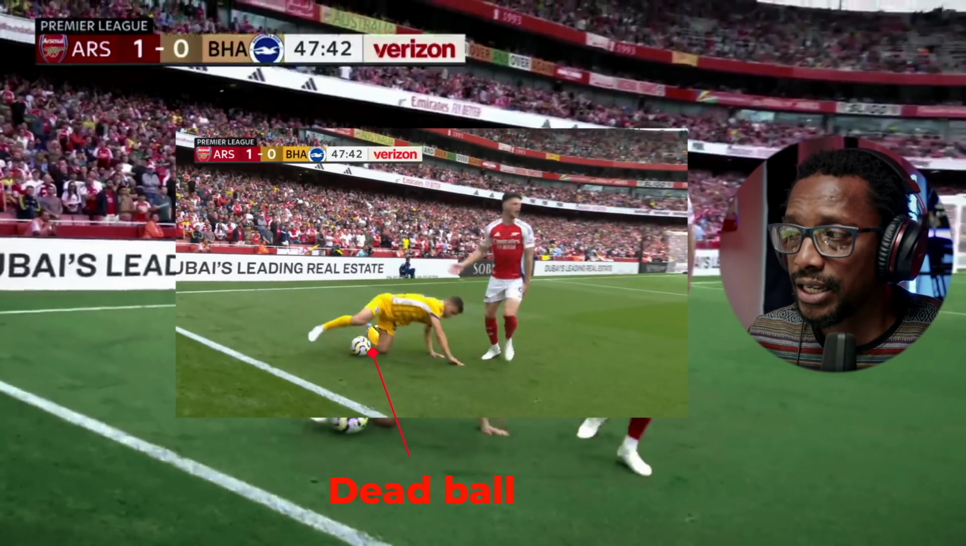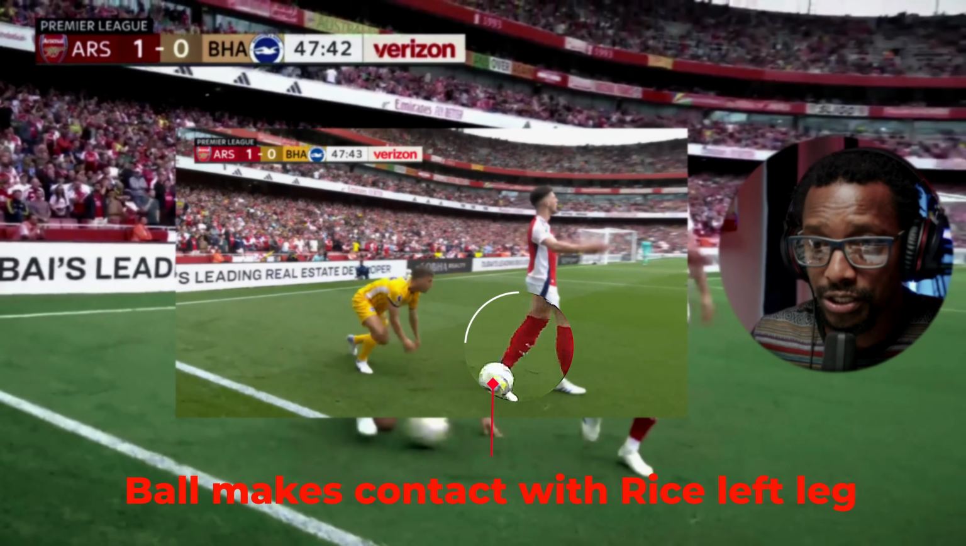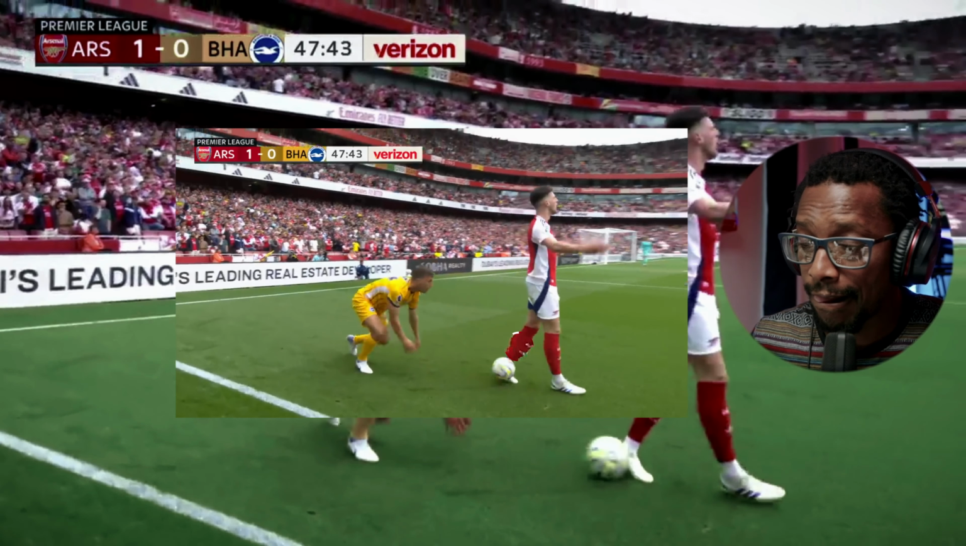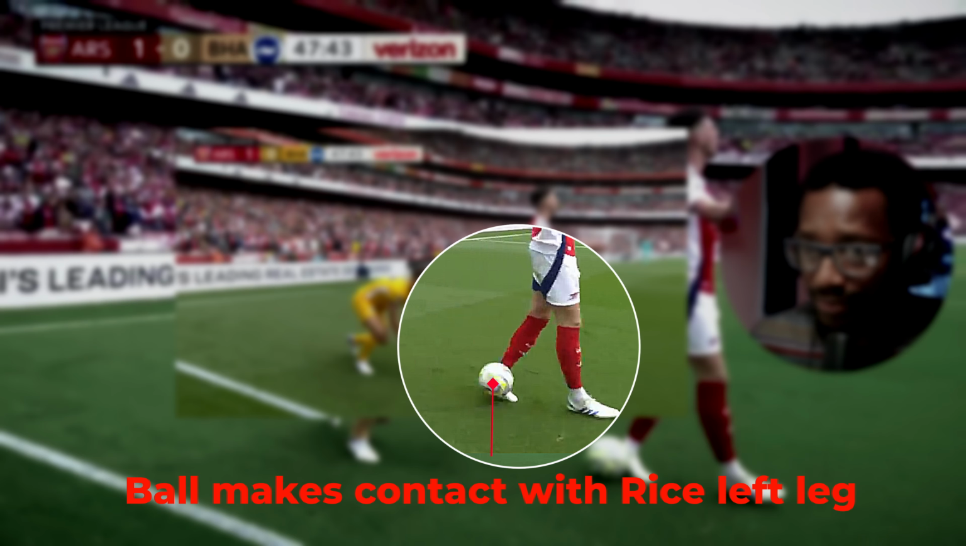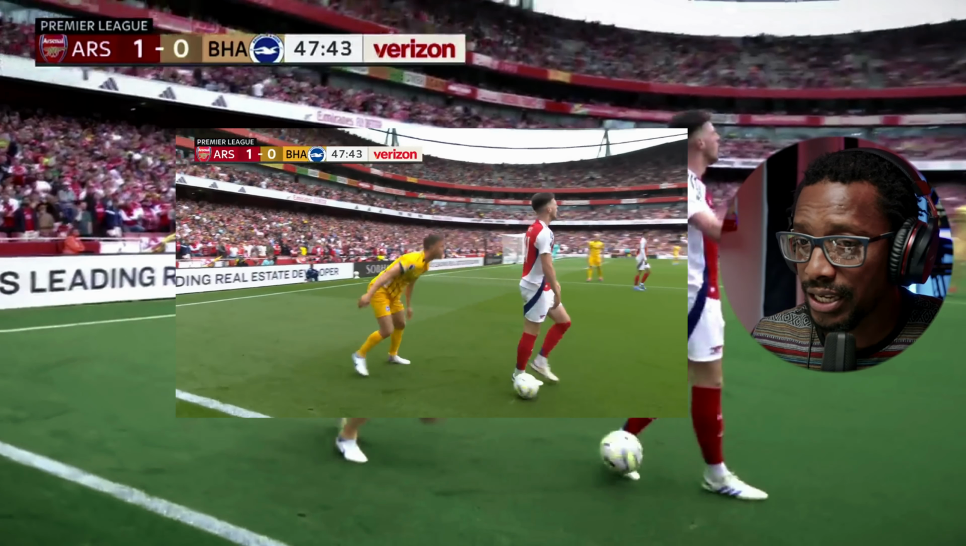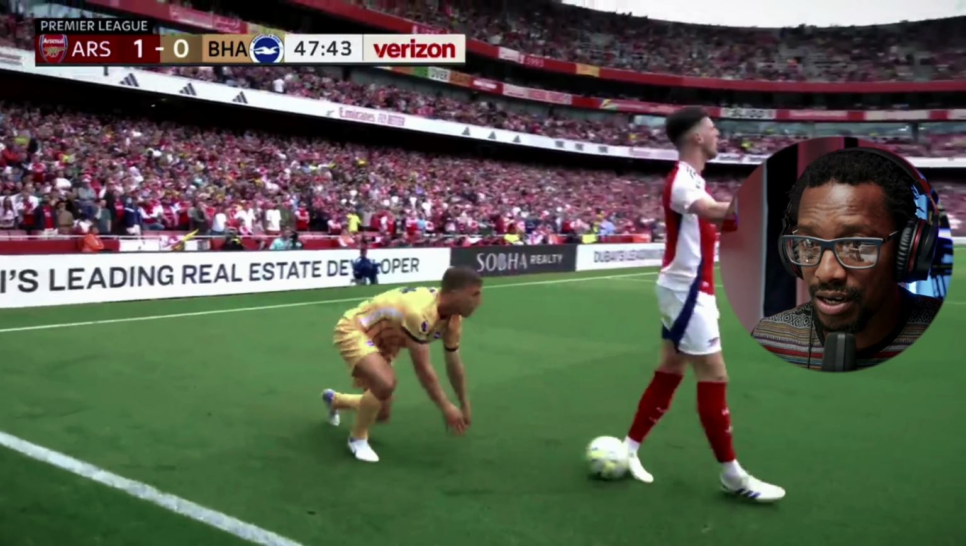Veltman, in getting up, has kicked the ball with his right leg. Watch this. With his right leg, the ball's been kicked, and that ball goes on and connects with Declan's left leg. You will see how the ball gets deflected. You can see that deflection, how it goes from here and how it deflects.